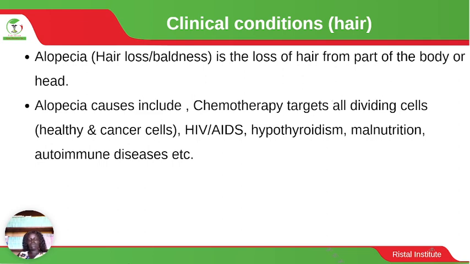Alopecia causes include chemotherapy, which targets all dividing cells, that is healthy or cancer cells. Then HIV/AIDS, hypothyroidism, malnutrition, and autoimmune diseases, and many others. So these are some of the causes of alopecia. These are some of the things that can make one lose hair and have a bald head.